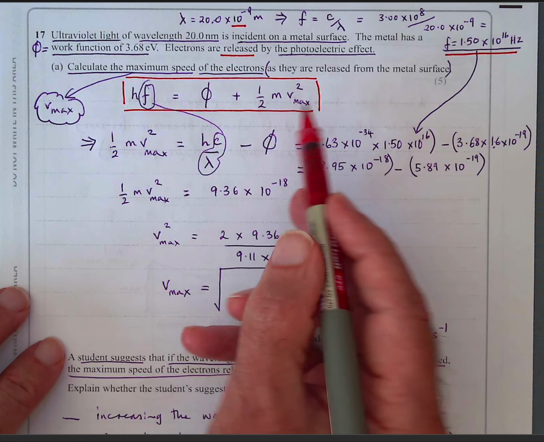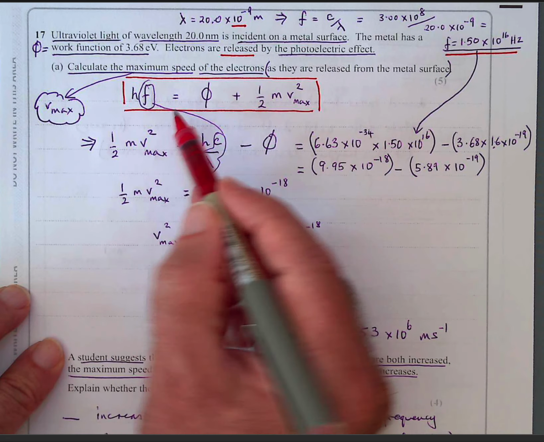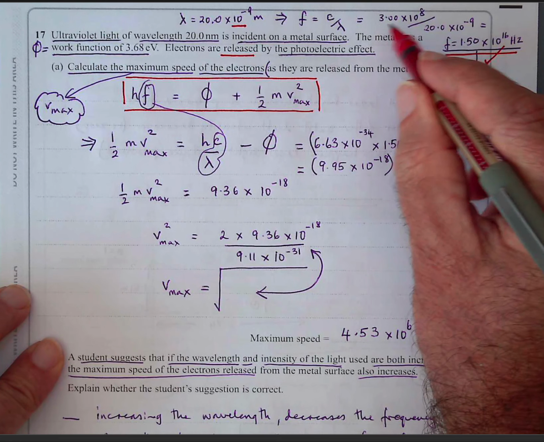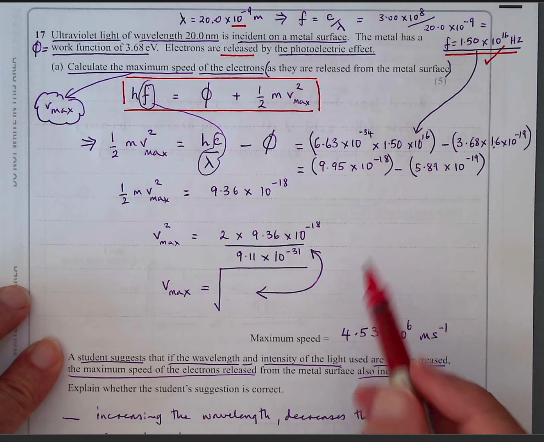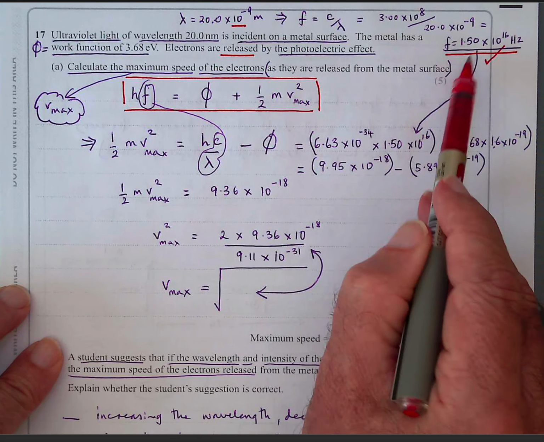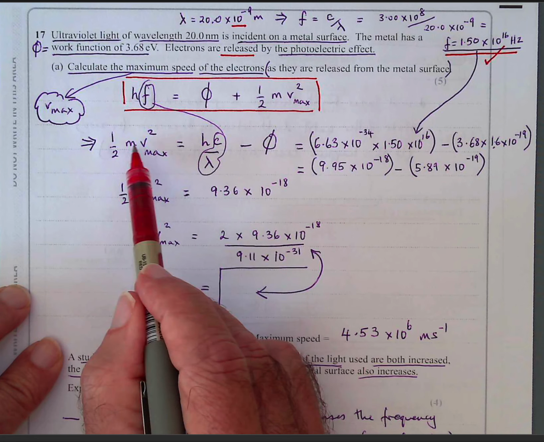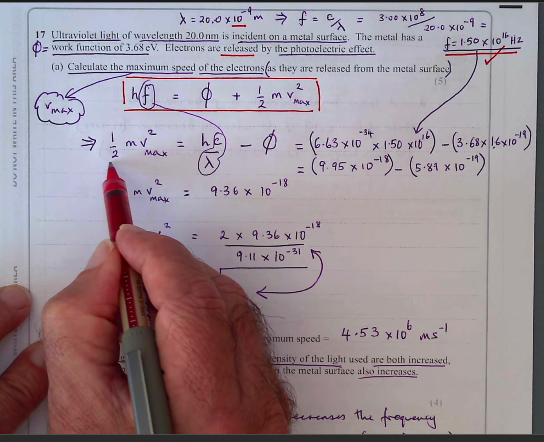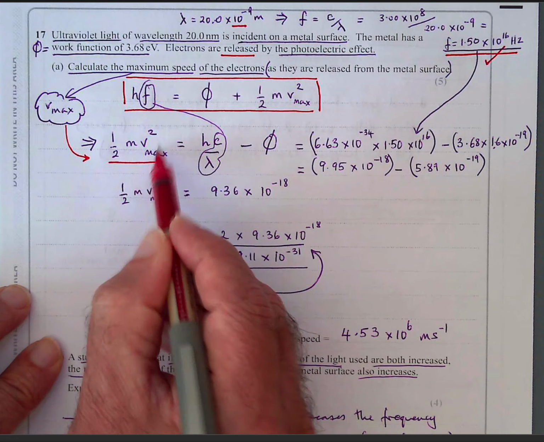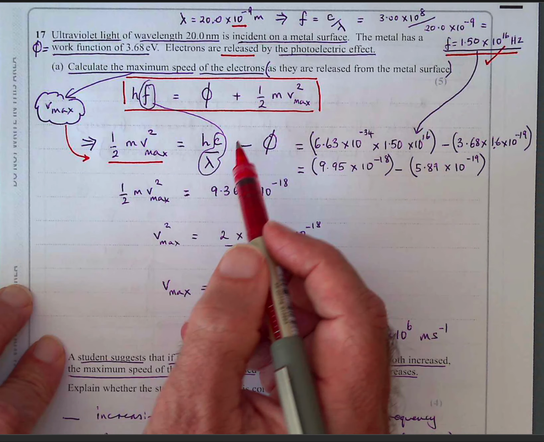So that's the starting equation. At first I thought I'd put hc over lambda to do that, but the mark scheme gives you a mark for working out the frequency. If you work out the frequency using the wave equation with the speed of light divided by the 20 nanometers, you get 1 mark for working out the frequency. So I've gone back and changed the subject of the equation to show that v max comes from there. So it's hf or hc over lambda as I've written it.